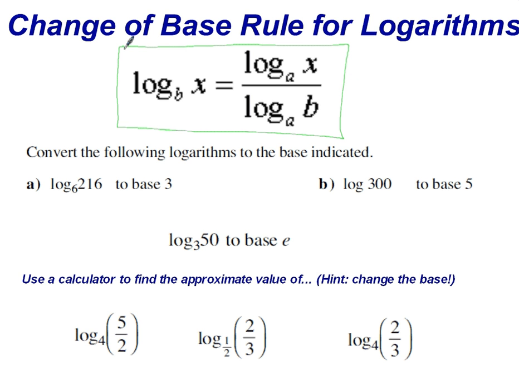A few things you need to think about. It's called change of base. That means we're going to change the base of the logarithm. So you can see on the left-hand side, here we have a base b. But on the right-hand side, we've got base a and base a. So the base has been changed from b to a. Or if you go the other way, from a to b.